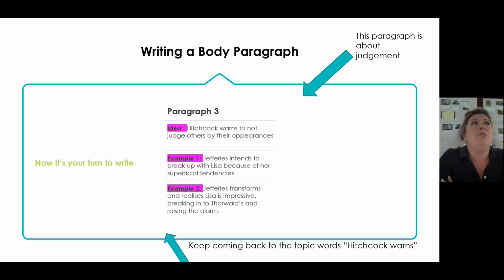Now, in a moment, I will give you the opportunity to try to recreate this using the plan for body paragraph 3. This is the paragraph about judgment, where Hitchcock warns not to judge others by their appearance. And the examples I would like you to use are the fact that Jeffries intends to break up with Lisa, but then he transforms and realizes how impressive she is. Remember, you have to keep coming back to the topic words Hitchcock warns.